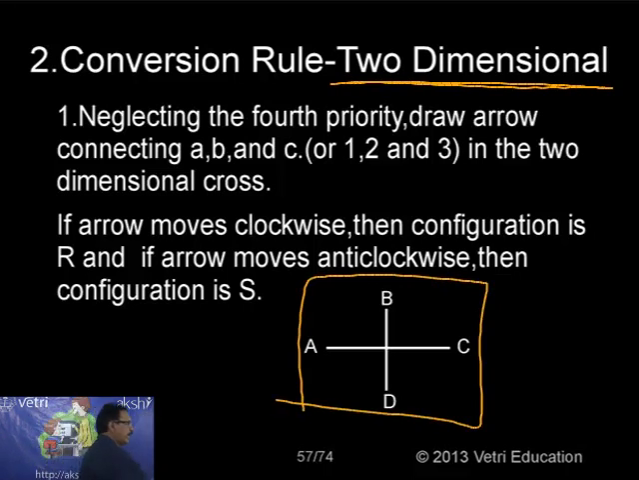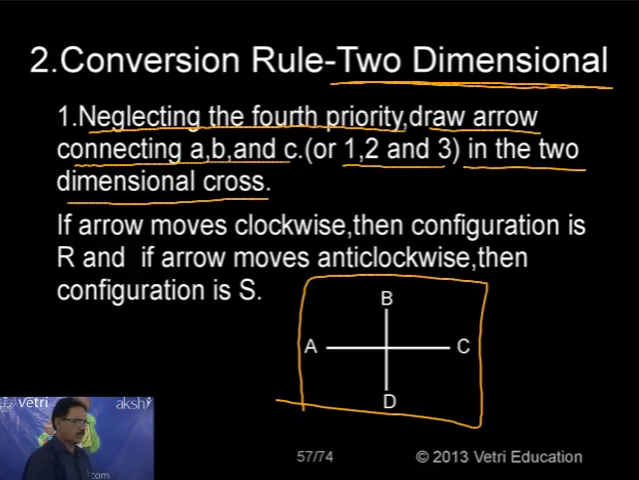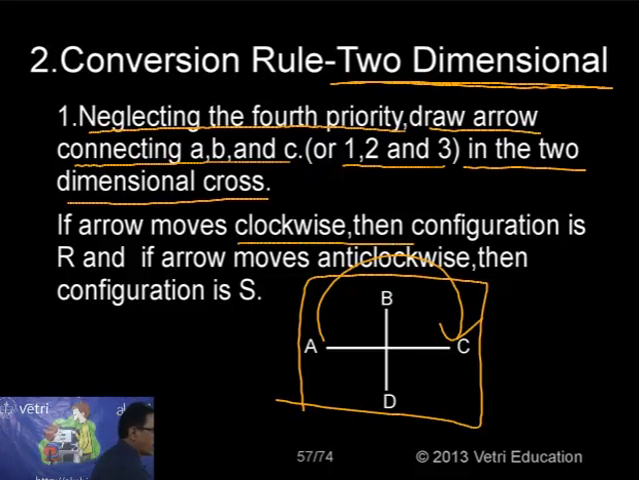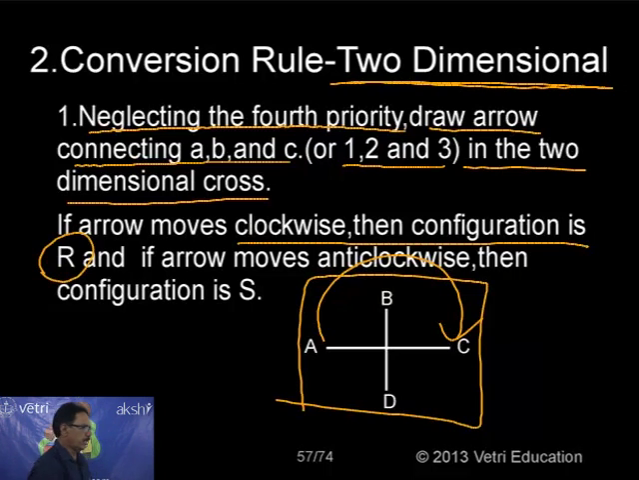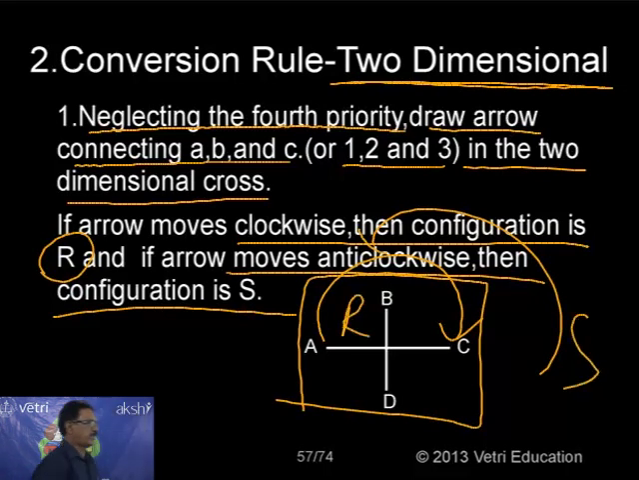So what do we have to do? Neglecting the fourth priority, draw an arrow connecting A, B and C, or 1, 2 and 3, in the two-dimensional cross. You draw the structure, predict the priorities 1, 2, 3 and 4, then neglect the fourth priority and draw the arrow. This is the fourth, this is A, B, C, with the arrow moving clockwise. If the arrow moves clockwise, the configuration is R. If the arrow moves anti-clockwise, the configuration is S. So this is R, this will be S. This is the way we have to follow in the Fischer projection.